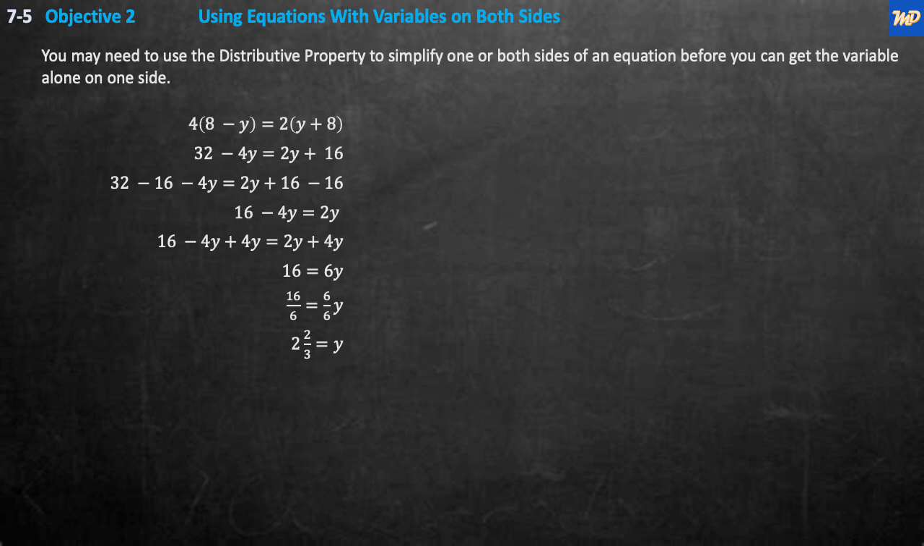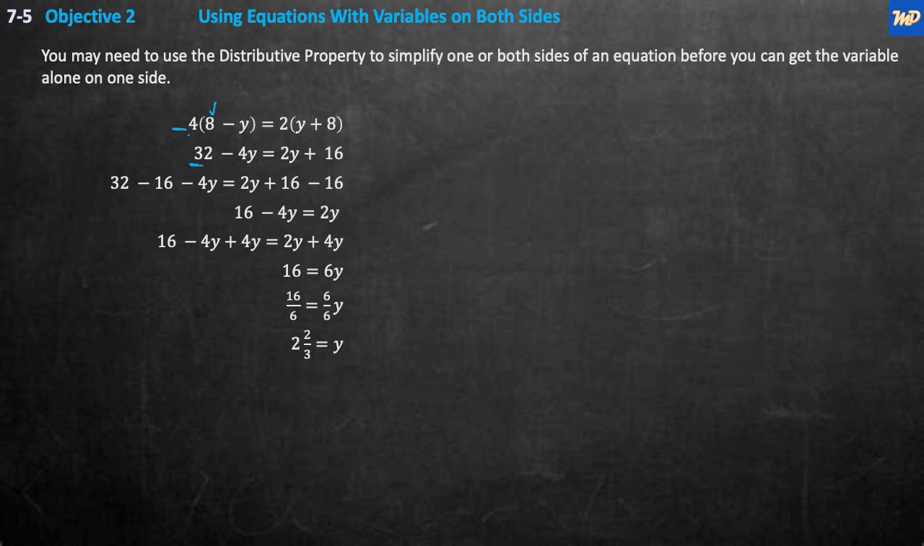So if we start off, we have 4 times the quantity 8 minus y, is equal to 2 times the quantity y plus 8. The first thing we have to do is multiply the 4 times the 8 and get 32, and the 4 times the minus y and get minus 4y right here. So now these are separated.